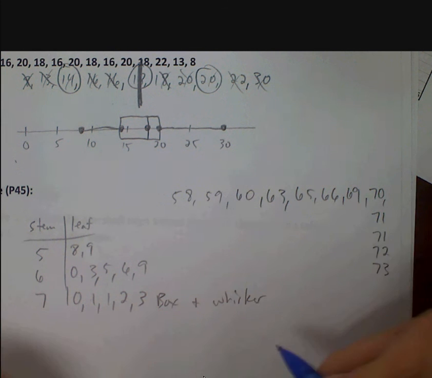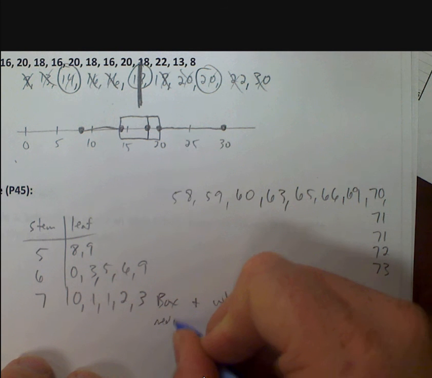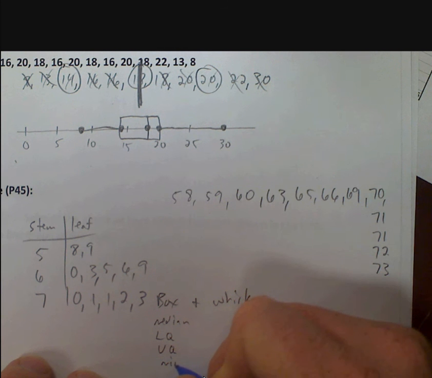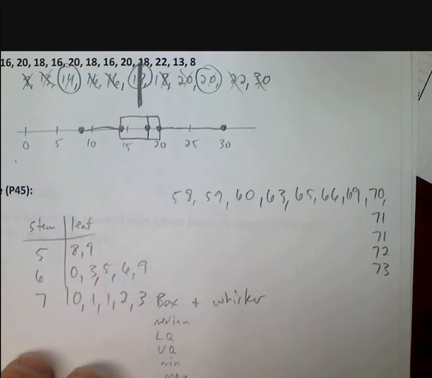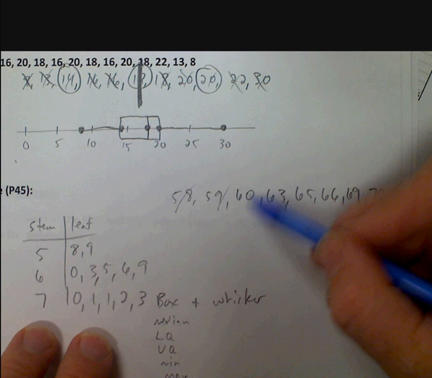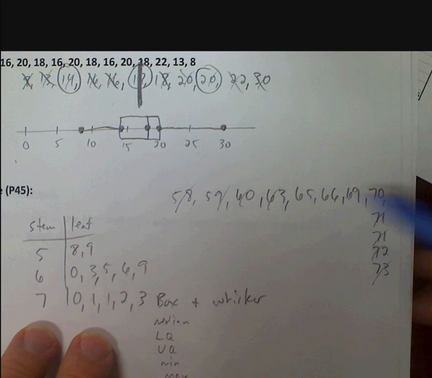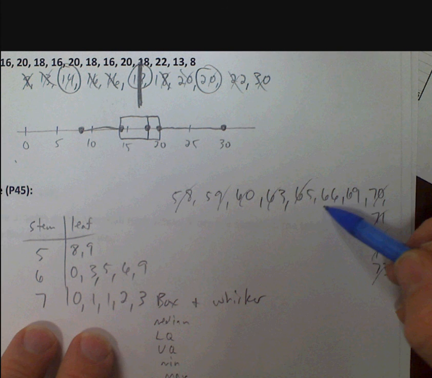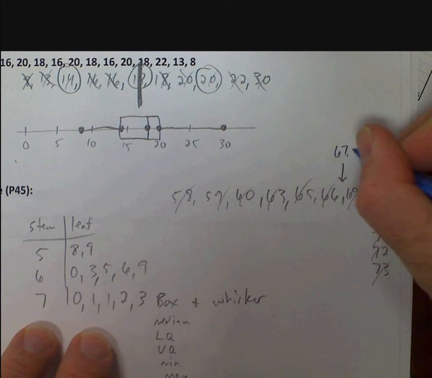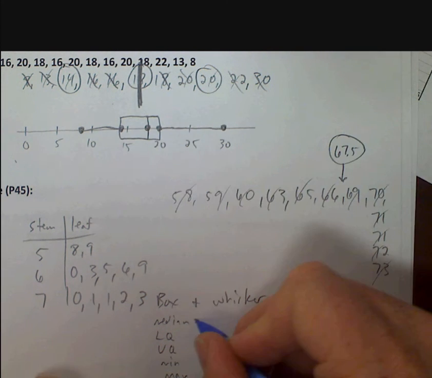Our box and whisker. I need to find my median, lower quartile, upper quartile, minimum, maximum. So my median, small, big, small, big, small, big, small, big, small, big, small, big. It's in between 66 and 69. We would add these two, divide by 2, and we would get 67.5. So my median would be 67.5.